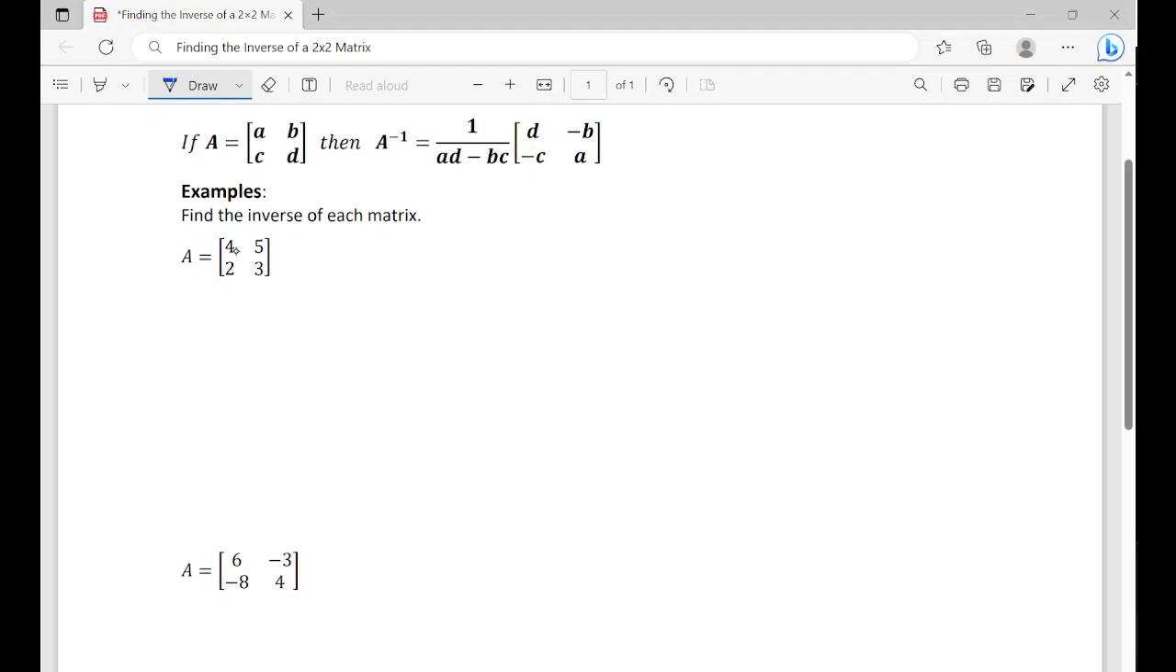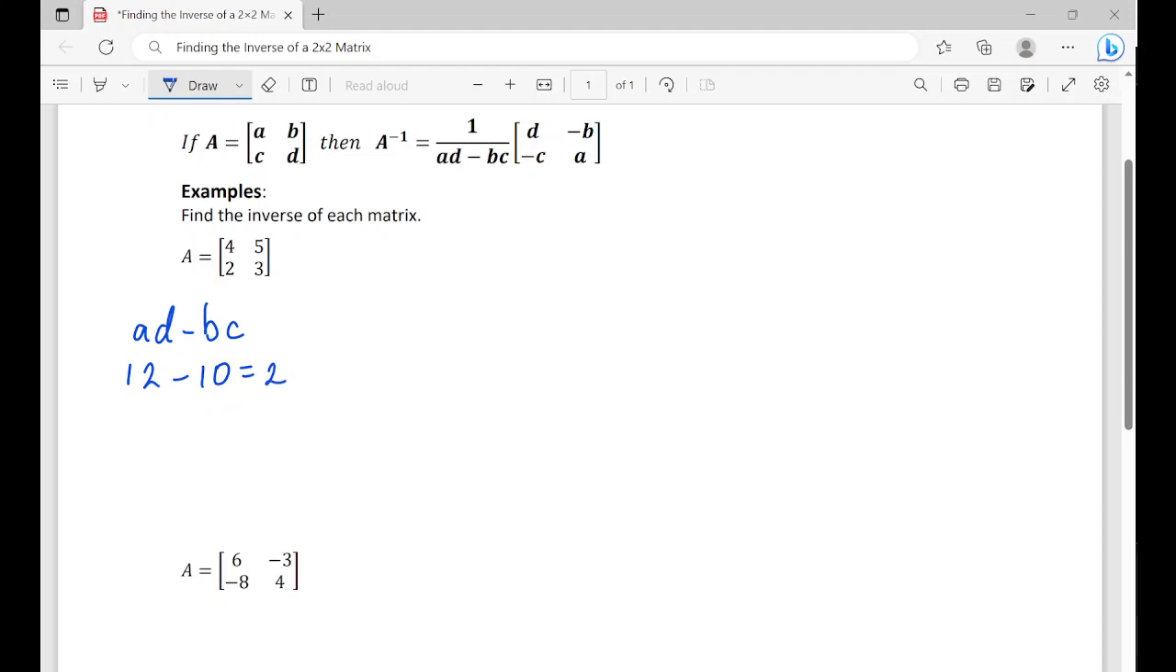So we have the matrix A, 4, 5, 2, 3, and we're going to find its inverse. First things first, I'm going to do A times D minus B times C to find the denominator of this fraction. So A times D minus B times C is going to be 4 times 3, so it's 12, minus B times C, so 5 times 2, which gives me 10, and then that will end up giving me a 2.